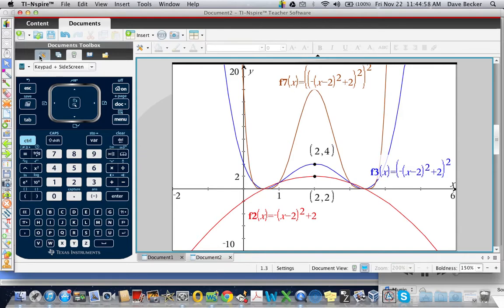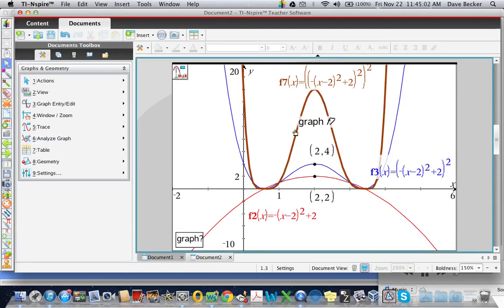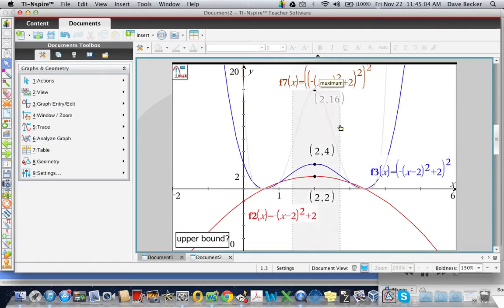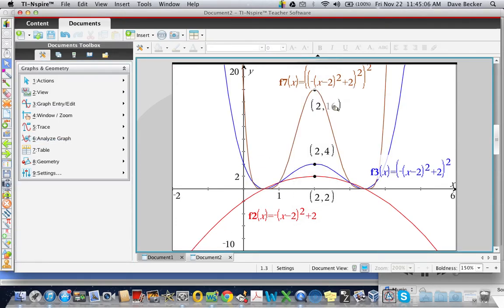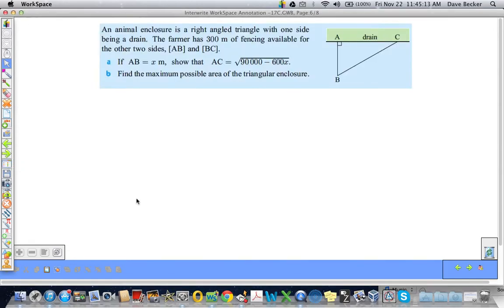Let's go back and analyze the graph just to convince you. Maximum. This function, left of it, right of it, it still occurs at x equals 2. So that is a nice strategy we can use if need be, and I wouldn't be talking about it if we're not going to use it in this example.